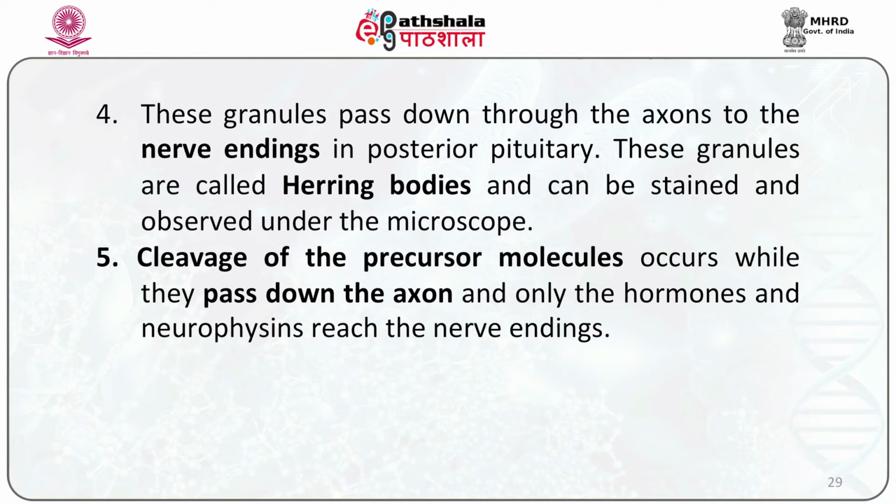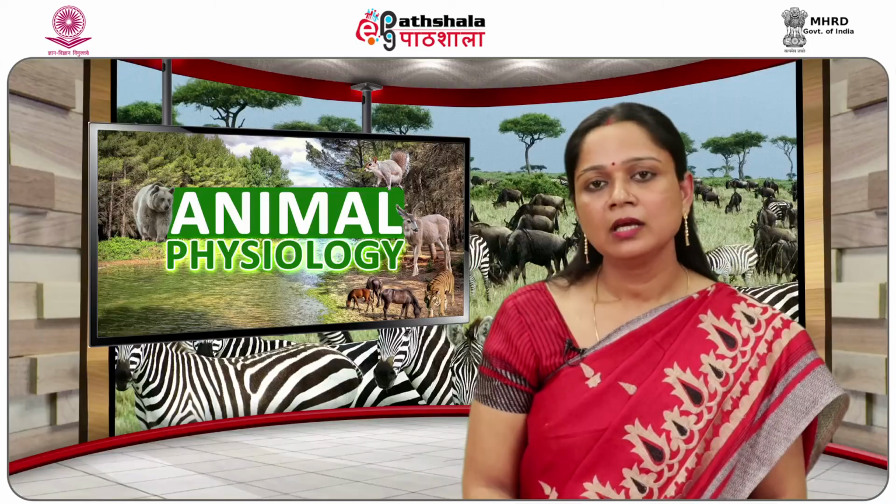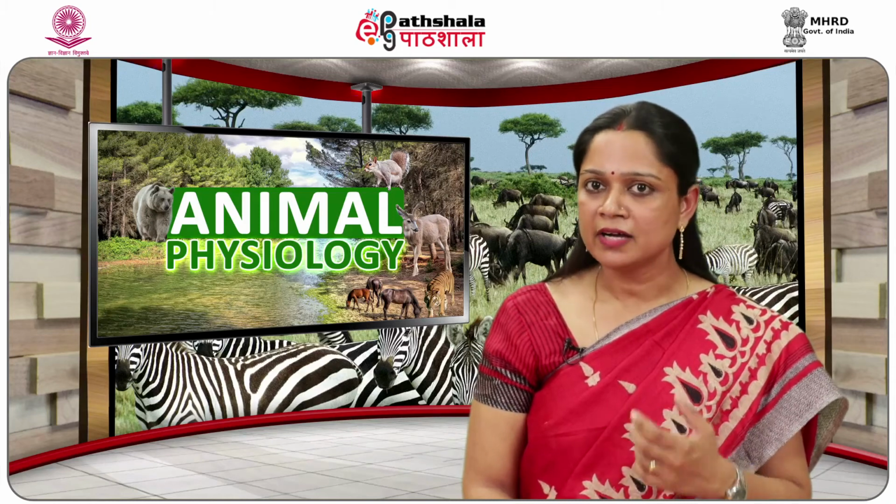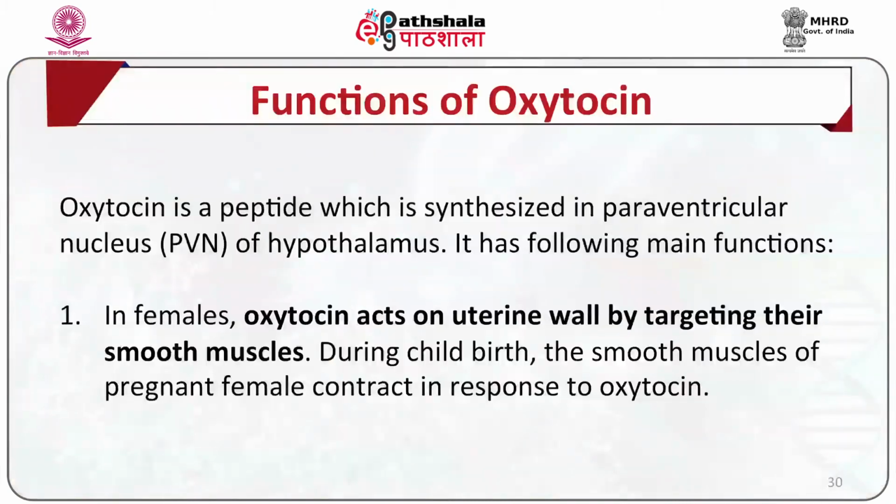Cleavage of precursor molecule occurs while they pass down the axon, and only the hormones and neurophysins reach the nerve endings. Now talking about the functions of oxytocin.